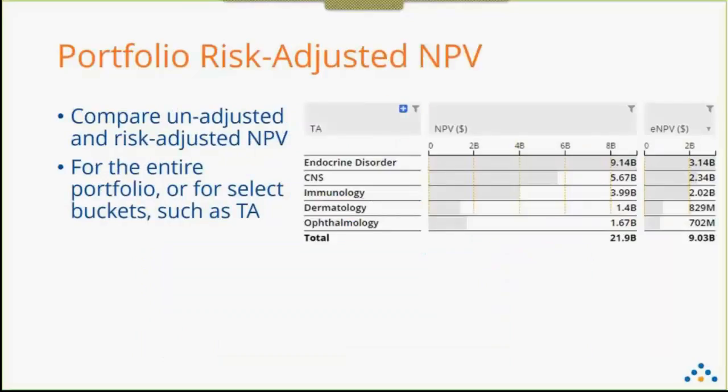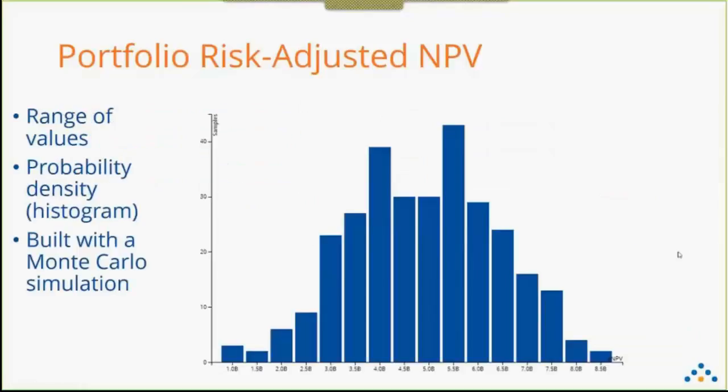So the simplest view perhaps is looking at E, or expected net present value, also known as risk-adjusted net present value. Looking at this compared to the unadjusted or given success net present value for each of your assets, or for the TAs as a whole, or for the company as a whole, as you see here in the bottom total line. So you can see an unadjusted NPV of $22 billion versus a risk-adjusted NPV of about $9 billion here. You can also look at that risk-adjusted net present value, not just at the mean value, the expected value, but you can look at a histogram of all of the possible values across all of the possible futures that your Monte Carlo simulation has created.